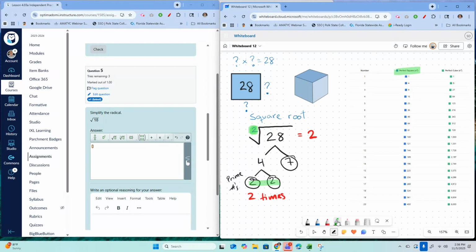But there's no other number repeated 2 times. So what I have left is the 7. And what I do with that 7, I'm going to put it inside the square root. So I'm going to put the 7 inside. And that will be my answer. Okay, that's how we're going to simplify the radical.